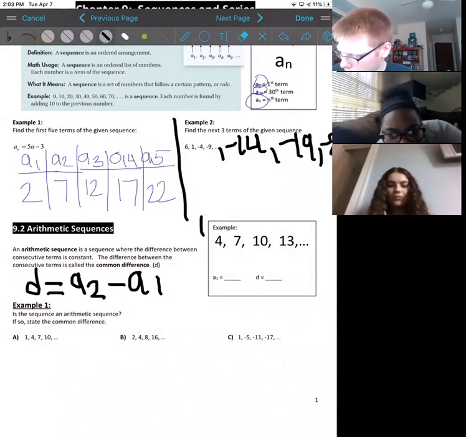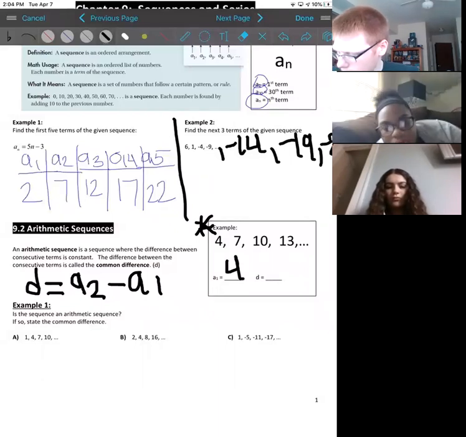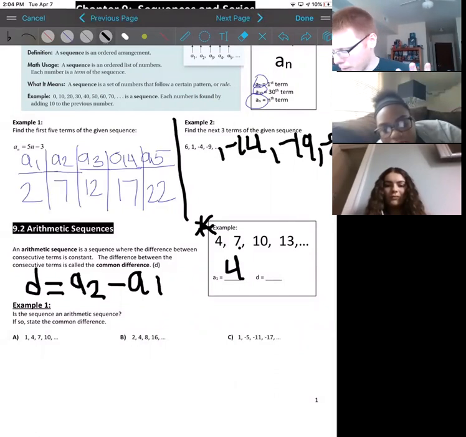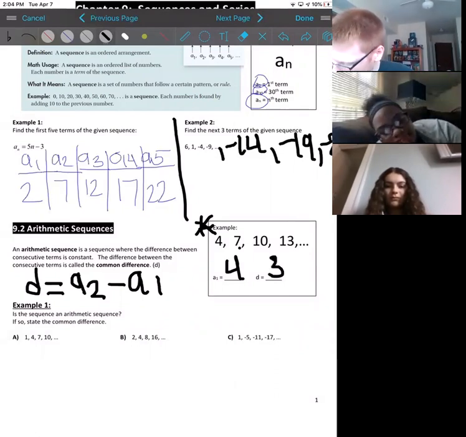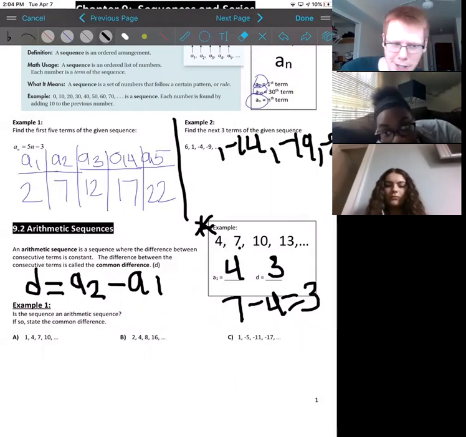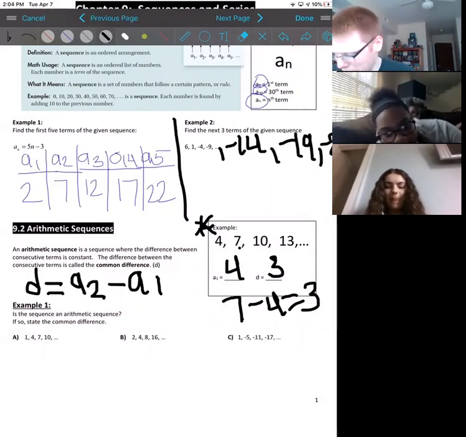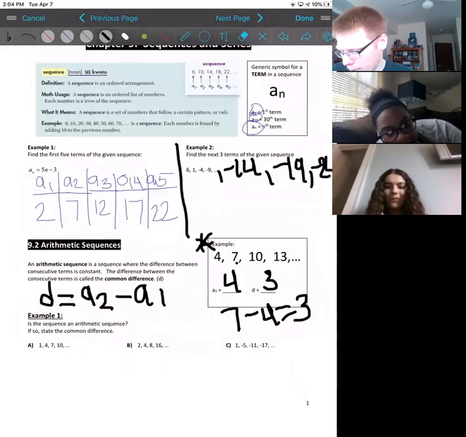For example, in this sequence, our A of 1, our first term, would be 4. And what's the difference each time? I'm sure most people looking at it see that it's adding 3 every time. But if you don't see that, like I said, you could just take the second term minus the first term to get that. If you're not seeing it, or you're not feeling super confident, that's an easy way to check yourself.